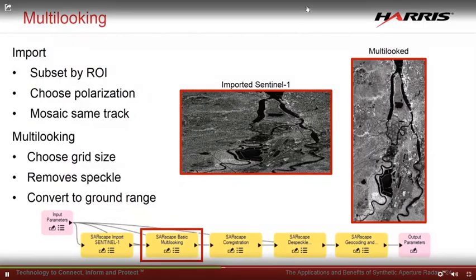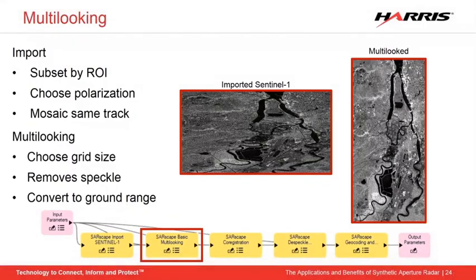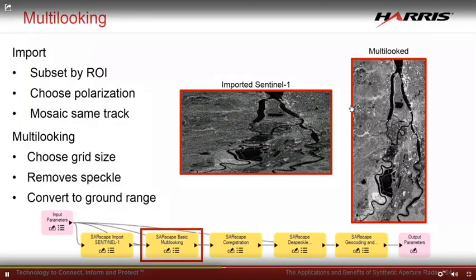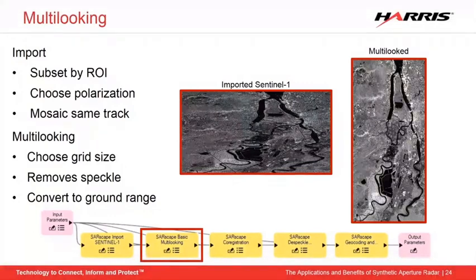After you've imported your data, multi-looking is your first step in removing the noise, or we call it the speckle when we're talking about SAR data. And this process combines and averages the intensity values within a set number of pixels. So it gets rid of that salt and pepper look that you see in the imported Sentinel-1 data on the left here.